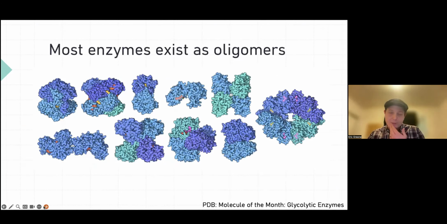And one thing that's really great, so cryo-EM has a bit of a size limitation. You can only go so small, but most enzymes actually exist as oligomers. And these are the 10 enzymes of glycolysis from the PDB's molecule of the month. And this is just a subset of the different oligomeric states that these can form. I think it's very interesting that there are different oligomeric states depending on different organisms.